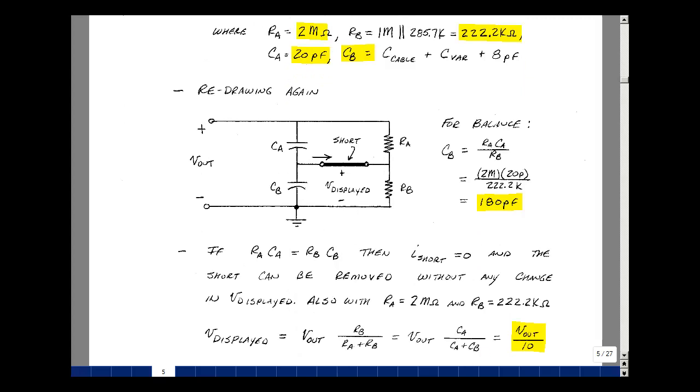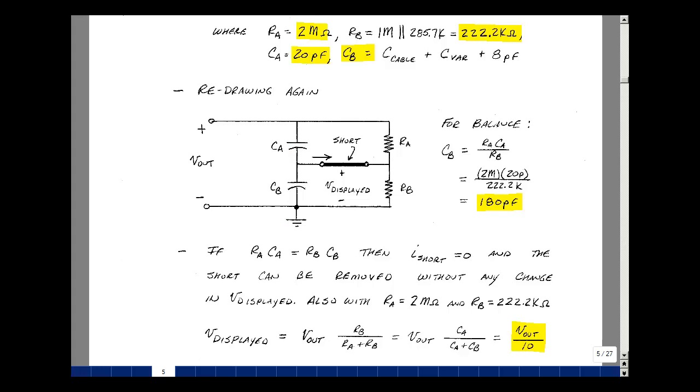Now, when you do have the balance condition, again, the current in the short circuit is 0. You could remove the short circuit, and what you've got is a capacitive voltage divider and a resistive voltage divider. The resistive voltage divider is going to be V out, what we're trying to measure, times R_B over R_A plus R_B. And we're setting this up to be equal to 1/10, with the value of R sub B being 222.2K, and R sub A added is just 2 megohms added to that, so we get a value of 1/10. That's also equal to the capacitive voltage divider of C sub A over C sub A plus C sub B, and that's also set up to be equal to 1/10.